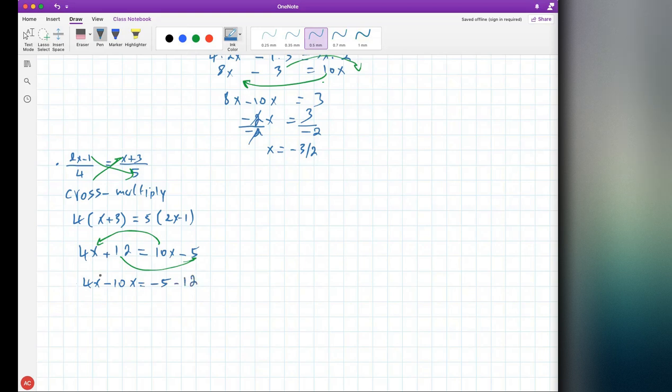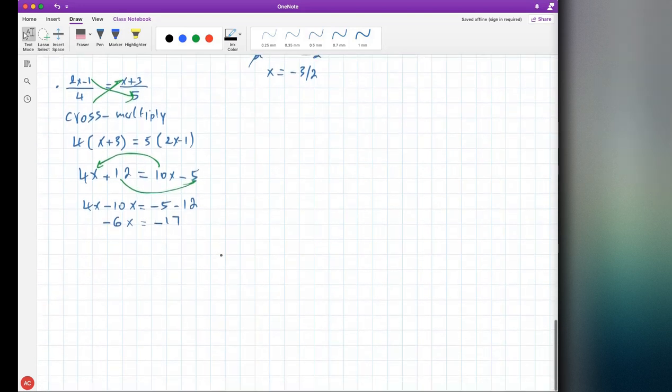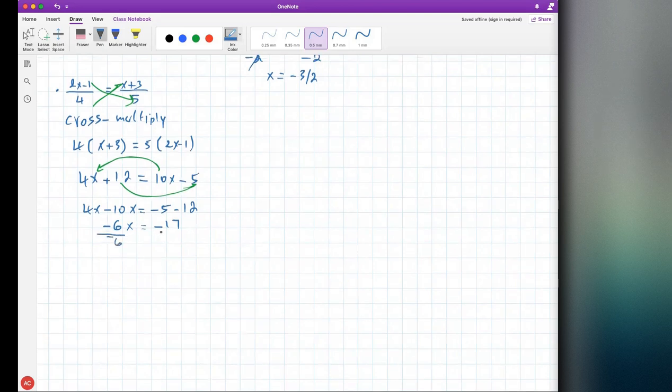Then combine. Minus 6x equals negative 17. Minus 17. That's right. And one last step: x equals 17 over 6. That's right. So the last step is to basically cancel the negative 6. We divide. We also cancel the signs. Negative divided by negative will turn into a positive.